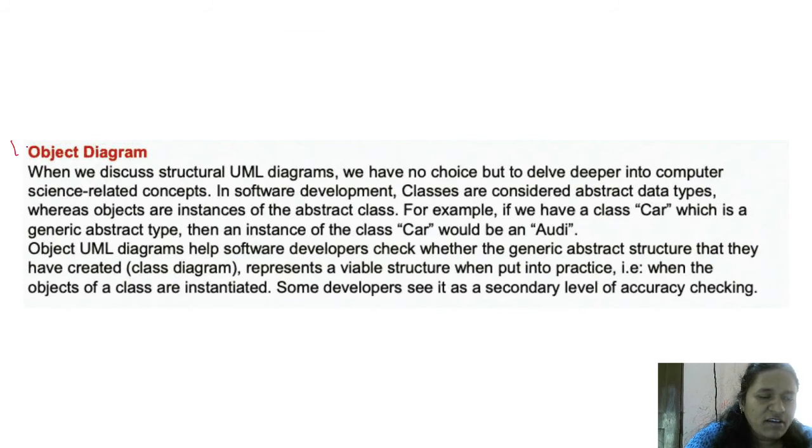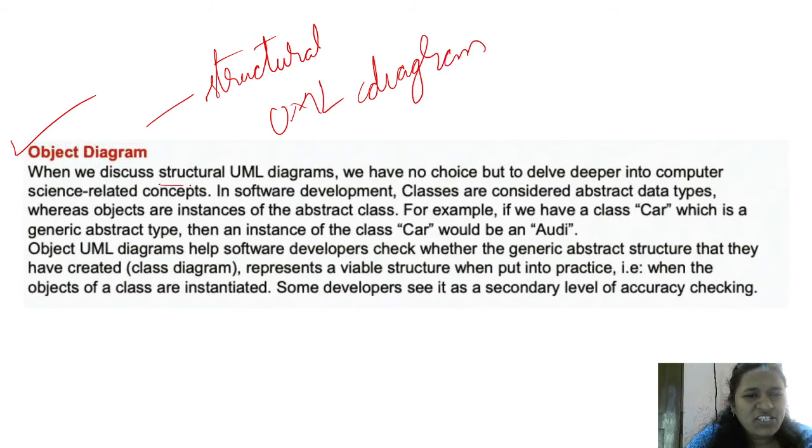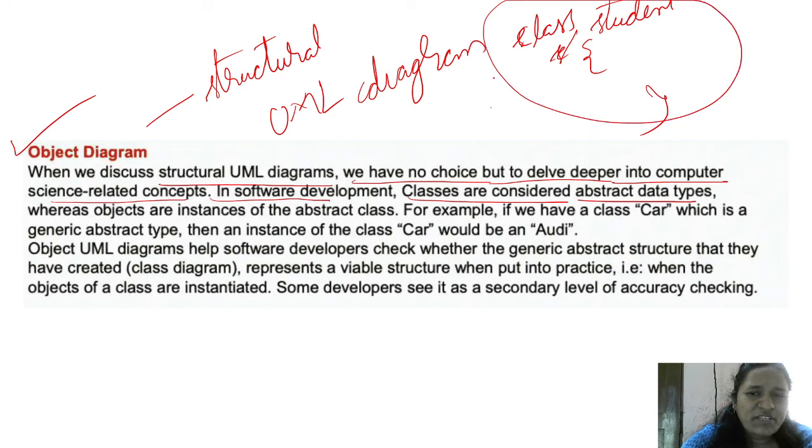Next, what is this? This is an object diagram. This is also a structural UML diagram, friends. When we discuss structural UML diagrams, we have no choice but to delve deeper into computer science related concepts. In software development, classes are considered abstract data types, right? Class student, like this, a class is there. This is an abstract data type.